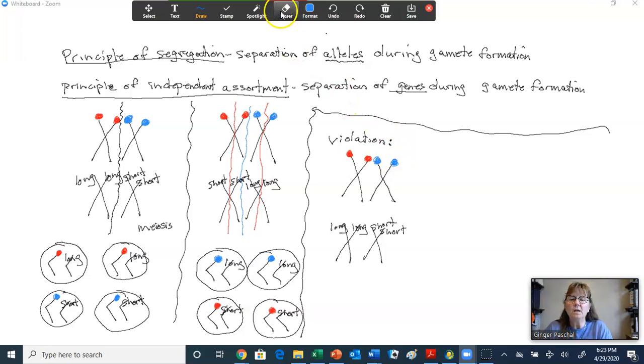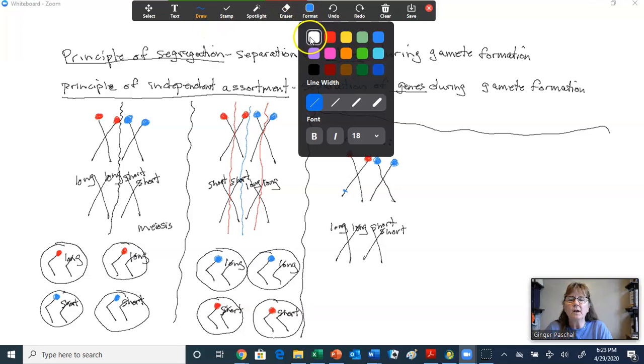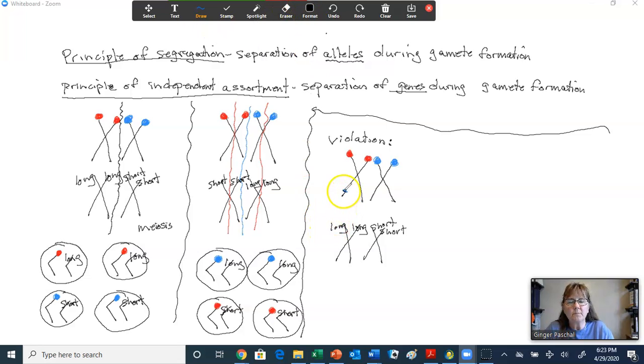But let's pick another genetic trait. Let's say right here on this chromosome, it says 5 digits. In other words, like 5 fingers, 5 toes. So this one codes for 5 digits. This one is also going to code for 5 digits. Well, this one over here and this one over here, these code for 6 digits.